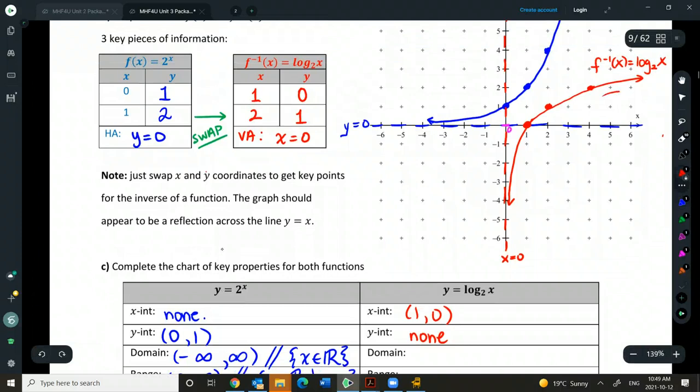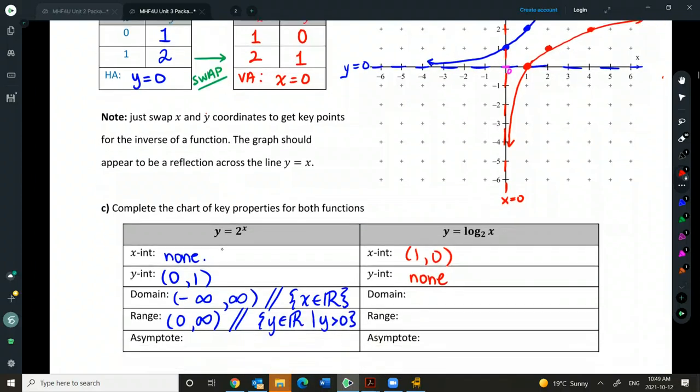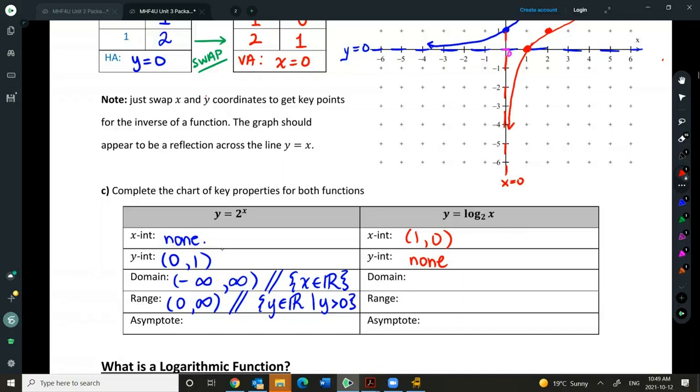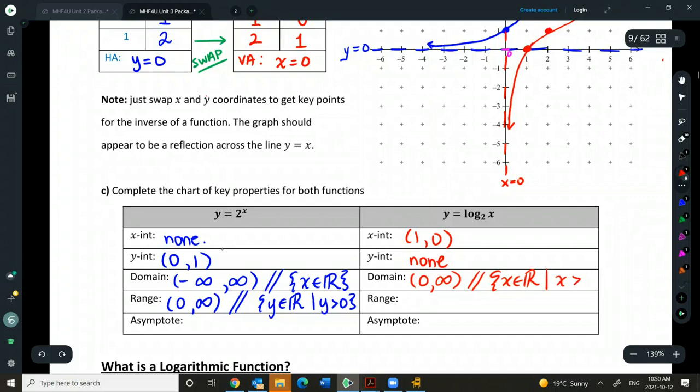Okay, so if we look at the red function, I'm seeing the red function goes forever toward the right. Does it go forever toward the left? There is a boundary on this, right, along the line x equals 0. So how do I state this? Or the other option is I can say x is an element of real numbers such that x is greater than 0.